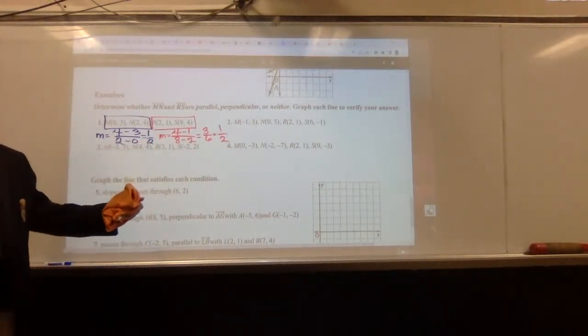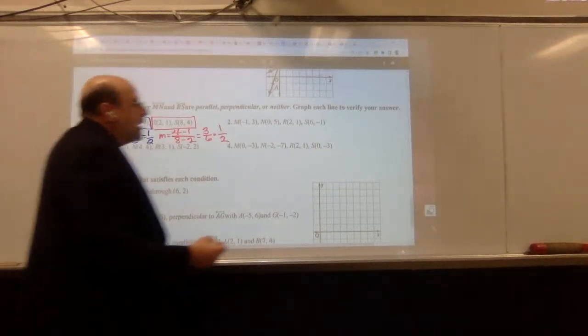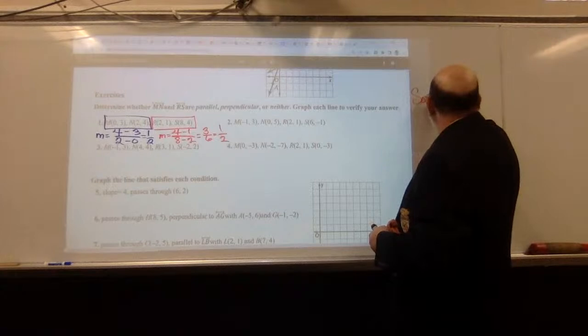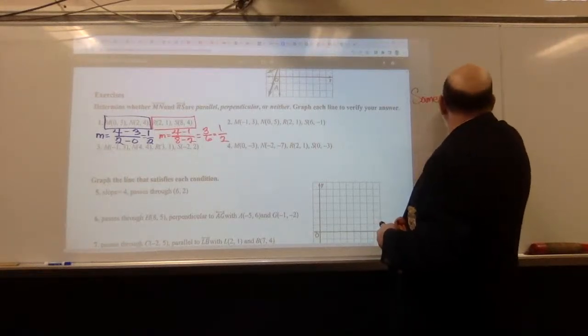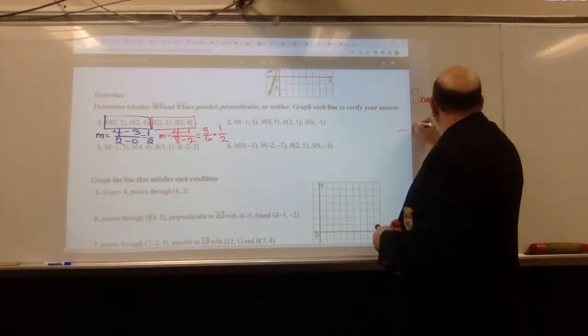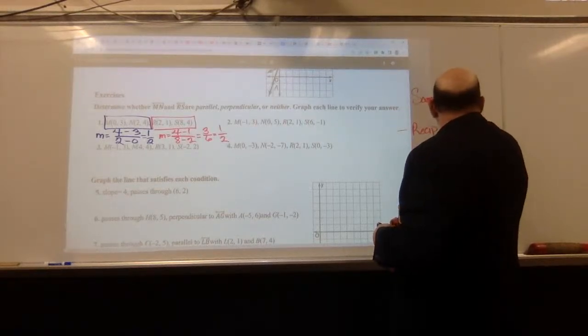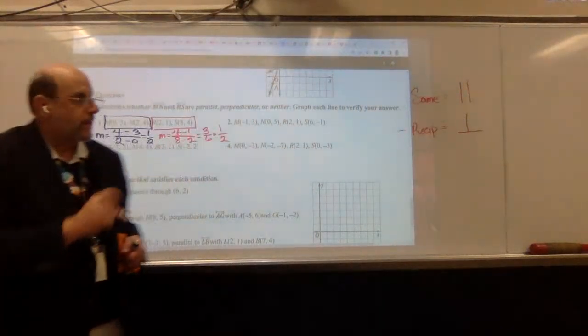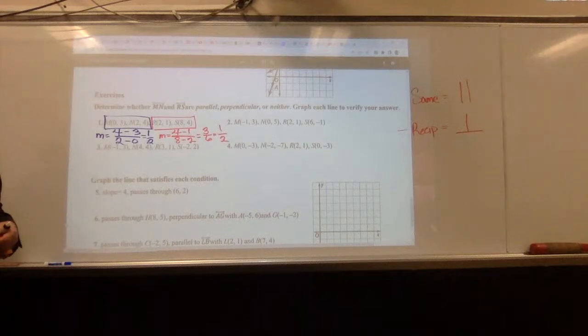So, hey, what does it say? I guess I'll write it here. Same equals parallel, negative reciprocal equals perpendicular. Let's do that. How's that? Look pretty good? You can see it, can't you?